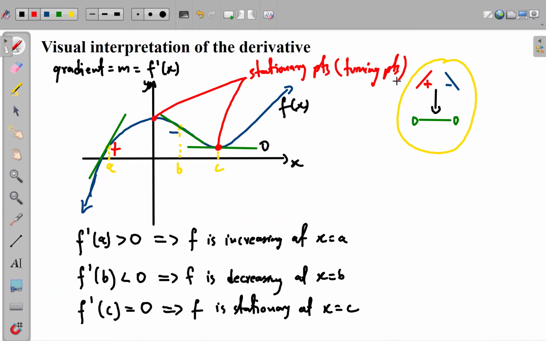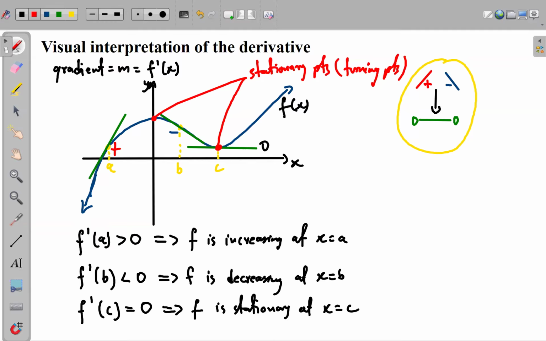Sometimes I will ask you to calculate or find stationary points, and then sometimes I'll ask you to find turning points. Just know that we are referring to one and the same thing. Okay, so it is very important to take note of that. All right, so stationary points.